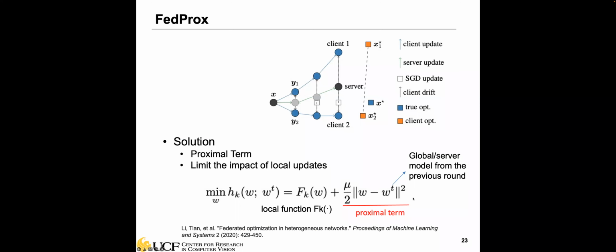proximal term, basically just the Euclidean distance between the new model update and the previous global model weights. So this penalizes large drift away from this global model. If the new updated weights have a significant difference from the previous global model WT, this term will have a large penalty, so you incur a large loss. In this way, it prevents the local update from drifting too far away from the global server. So that's their solution to address this drift issue.